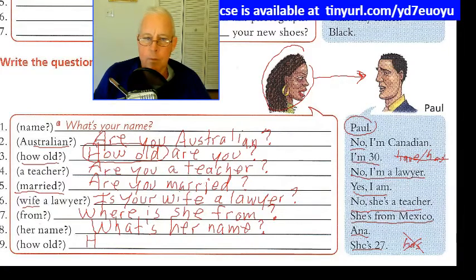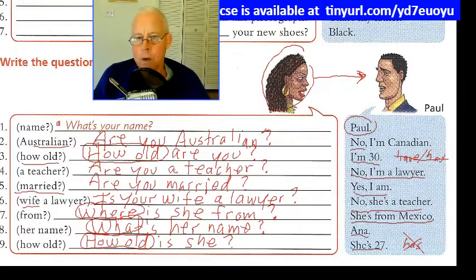Well, that's this WH. How old is your wife? Or how old is she? How old is she? She's 27. So again, let me make sure that you're seeing the WH word at the beginning, WH phrase at the beginning. And the ones that I've not circled here, those are yes, no questions.